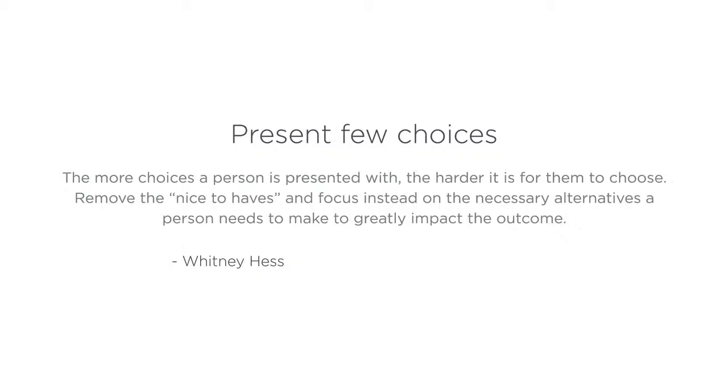They all have the same outcome. Just some examples: Whitney Hess talks about presenting few choices as one of her usability heuristics, and she actually calls it a design principle. The idea behind that is that if we overwhelm our users with too many options, they don't know where to go, don't know what to click, don't know what to do next. And if we can narrow down people's choices, it'll be much easier for them to pick one.